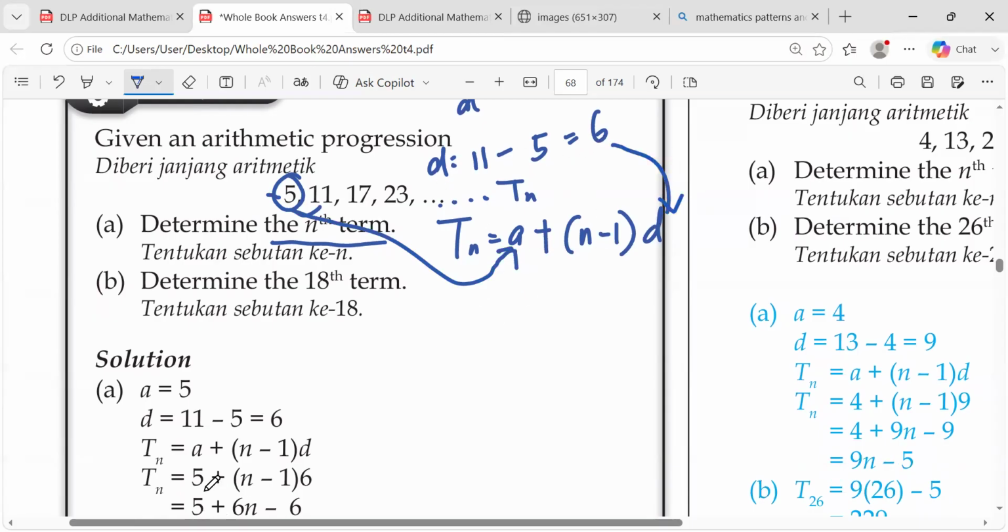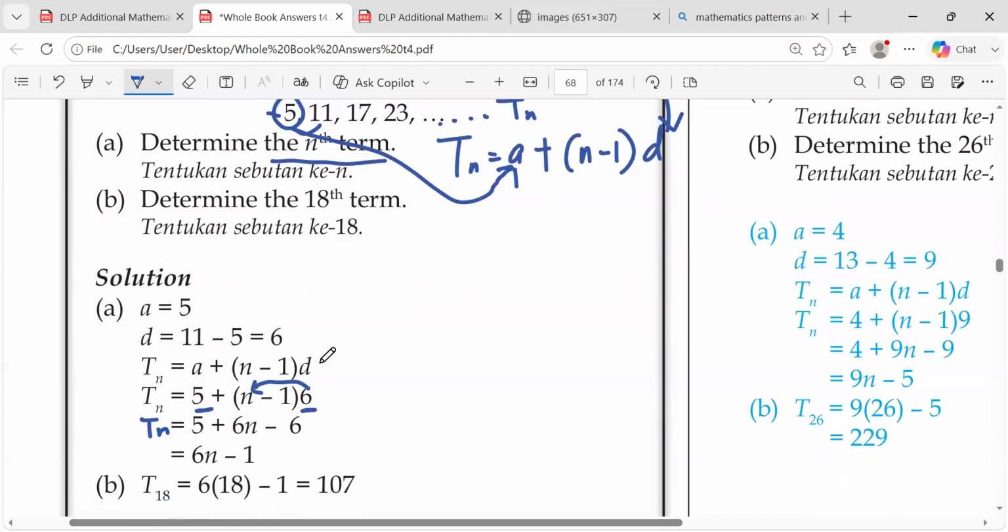And then d, I got 6, substitute. And then I expand it. 6 times n, I get 6n. 6 times 1, I get negative 6. So I get Tn equal to 6n minus 1. So this determines the nth term, sebutan yang ke-n. 第几个？ The last one is this one.